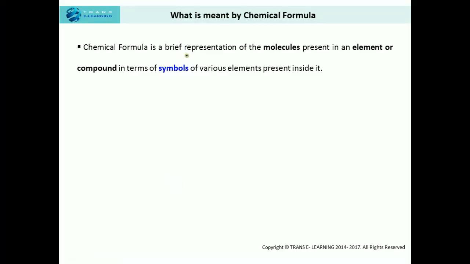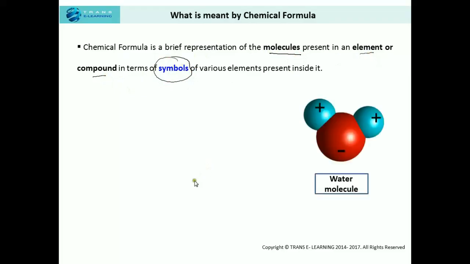Chemical formula is a brief representation of molecules present in an element or compound in terms of symbols of various elements present in it. So if we take an example of water, here you can see the water molecule. Here we are representing different atoms with spheres of different sizes and colors. So this one with the negative sign represents the oxygen atom, and these two represent hydrogen atoms.